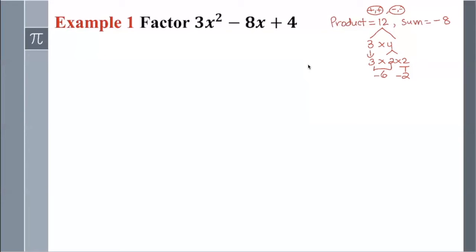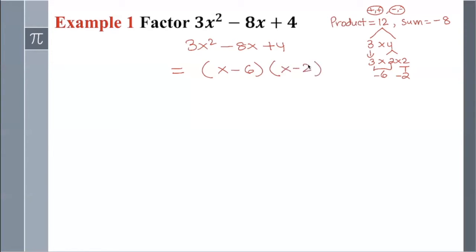Now we'll go ahead and start factoring this. We have 3x squared minus 8x plus 4, and this equals, now we'll write the factors. The factors are x plus the first number, which is -6. So x plus -6 is x minus 6, times x plus -2, which means x minus 2.